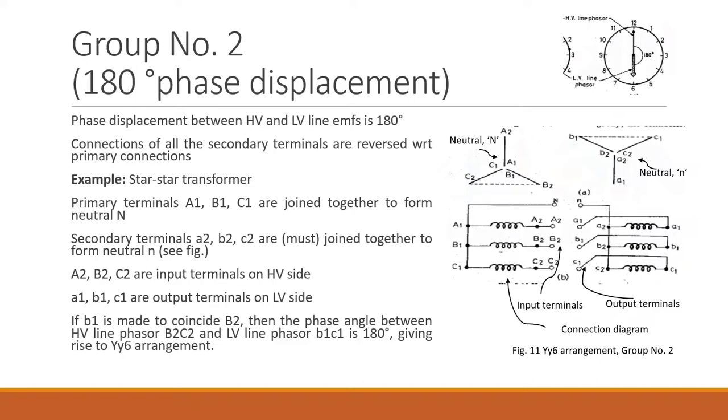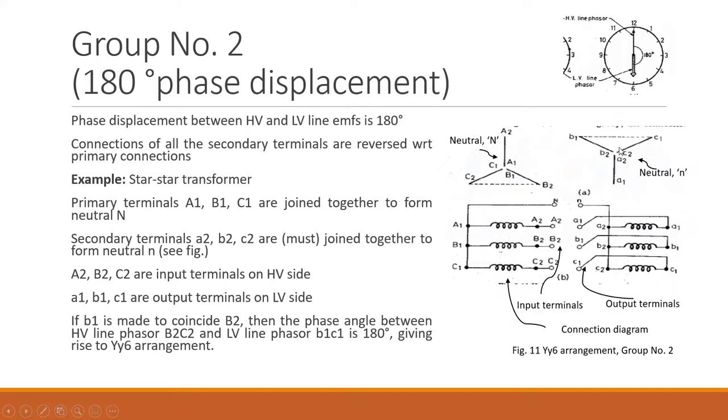So if the primary terminals are shown here on the basis of our assumption, you can draw A2, B2, C2. Your A1, B1 and C1 are going to give you the neutral. So the neutral will be formed by joining A1, B1 and C1. So this will be your neutral terminal. Now in order to obtain 180 degree phase displacement, the secondary LV terminals A2, B2, C2 must join to form the neutral. The input terminals for the HV side will be A2, B2, C2, and for the LV side the output terminals will be A1, B1, C1.